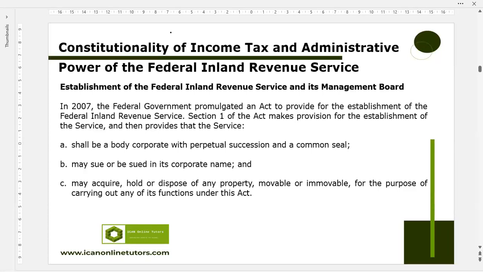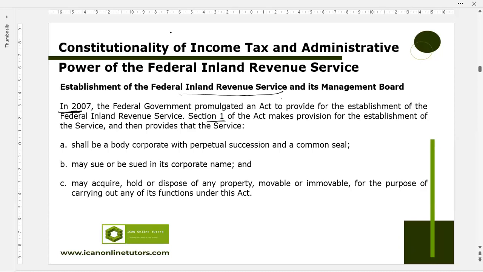Okay, so then establishment of the Federal Inland Revenue Service. So in brief, let's look at some of the provisions of the establishment of the Federal Inland Revenue Service, established in 2007. So the federal government promulgated an act in what year? In 2007. This act provides for the establishment of the Federal Inland Revenue Service. Then remember it was Section 3 that confers the power on them.